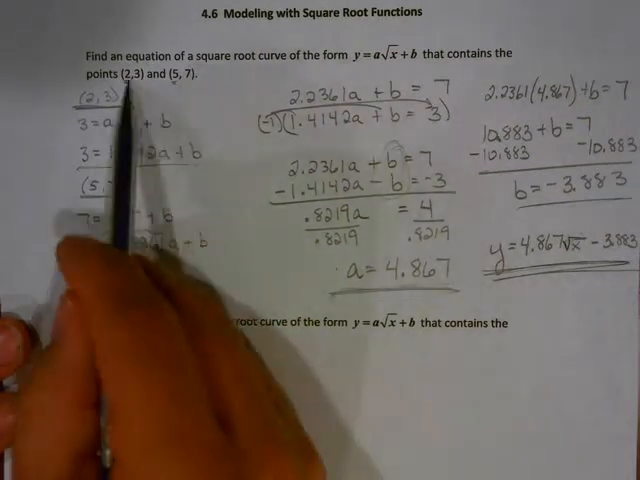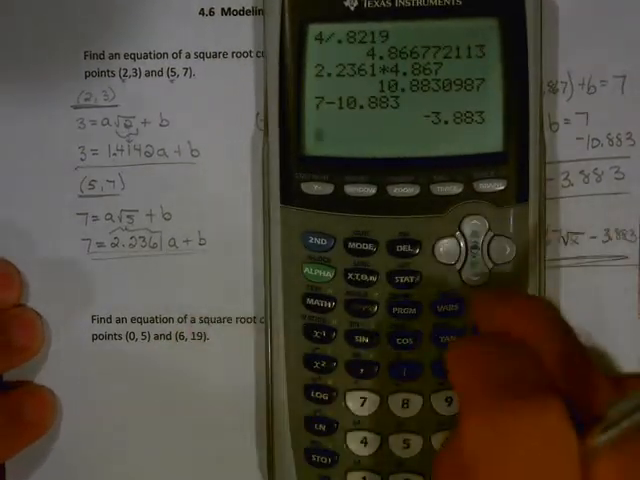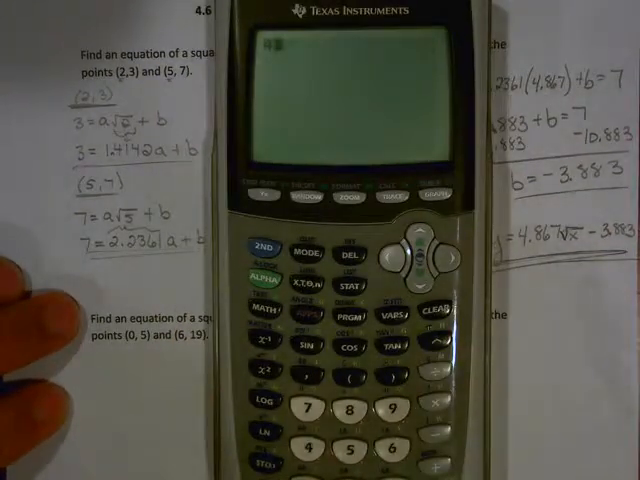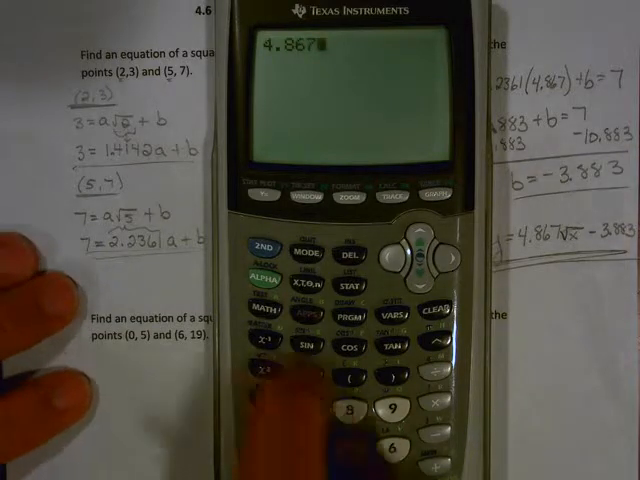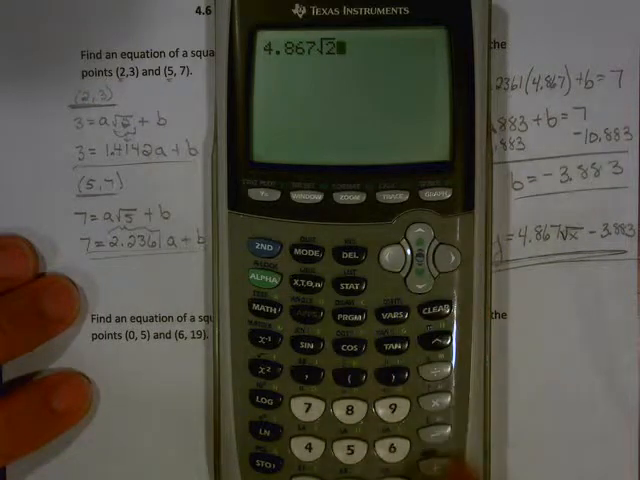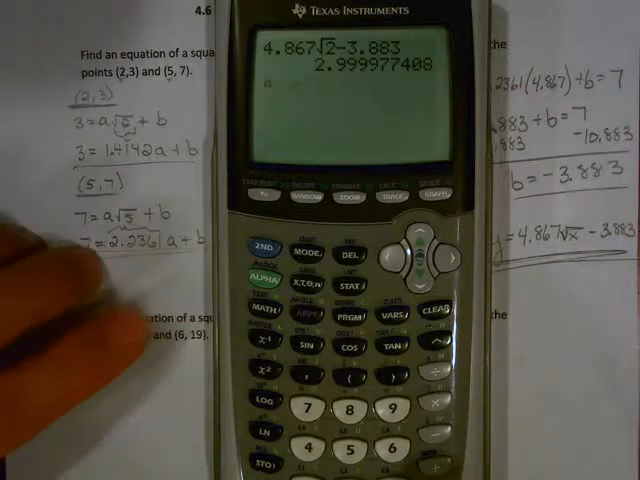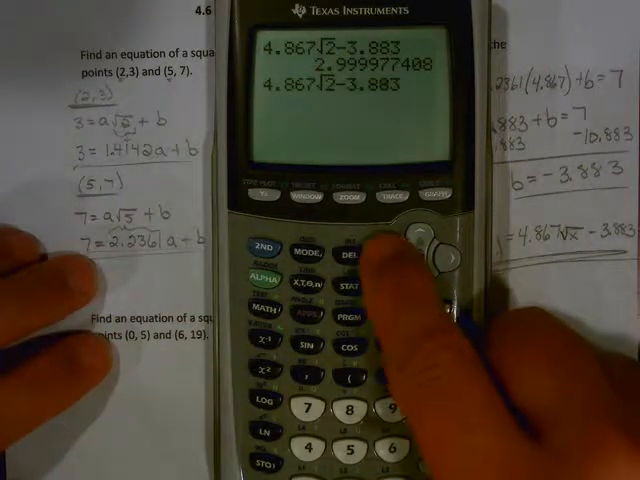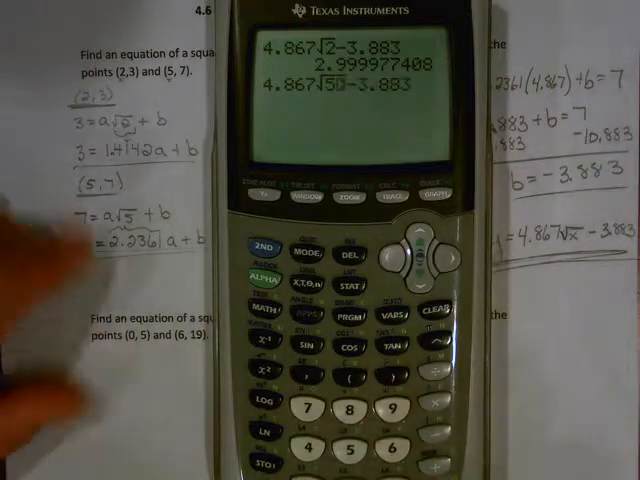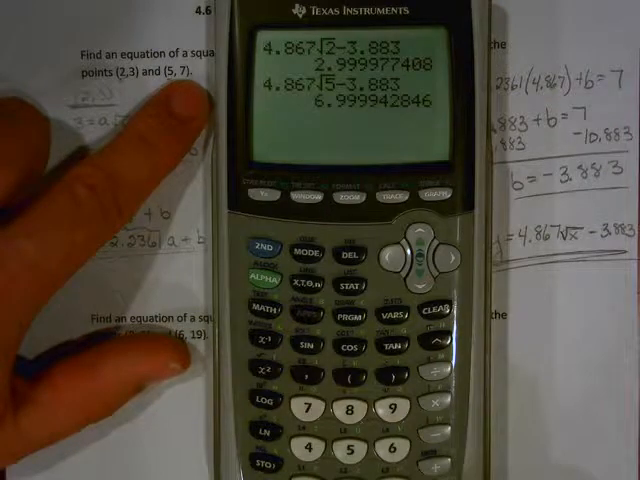And again, you could check it by using your calculator, plugging these 2 points in. If you want to check it, we can go 4.867 square root of 2, minus 3.883, should be pretty close to 3. And if I check it with 5, so I plug it back in, I should be pretty close to 7.